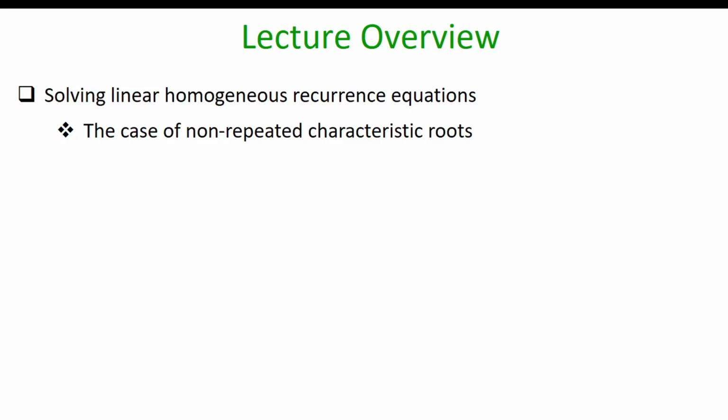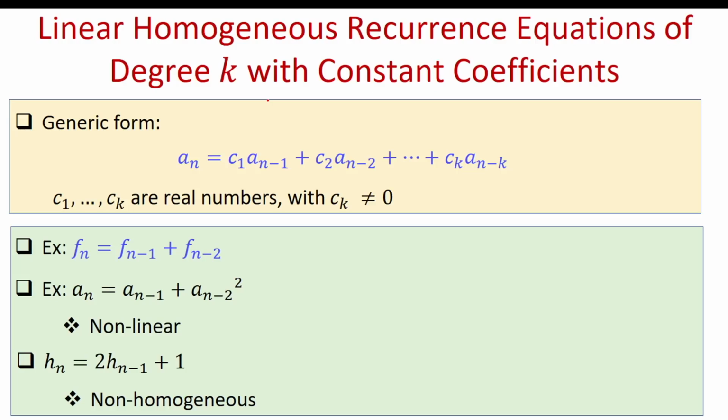You have to solve the recurrence equation. So we already discussed a category of simple method, namely the iterative method, in the last lecture. And in this lecture, we will continue our discussion regarding solving linear homogeneous recurrence equations. And we will discuss one category, namely when we have non-repeated characteristic roots.